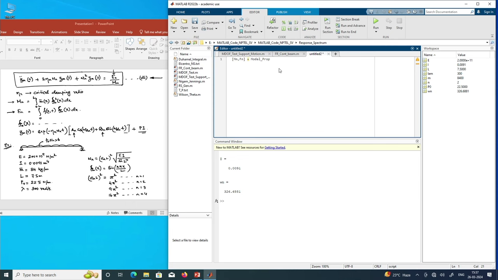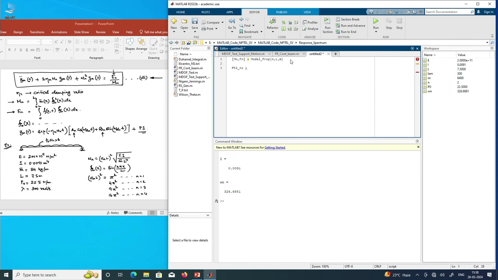Modal property is the name of this function file. So, what we have to give them is mode number n, then capital L also we have to give them, and then m. Now, if we do that, what we get is phi n x, and the expression for phi n x is n pi x by L.